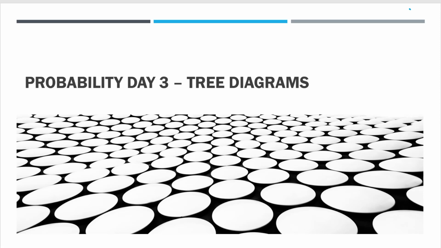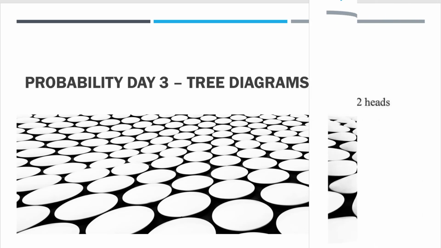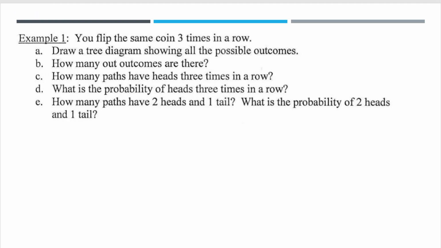Probability Day 3. Today we're going to use tree diagrams to help organize our thoughts and our events in order to calculate probability. We'll begin by reading the question and setting up the tree diagram. So in example 1, it says you flip the same coin 3 times in a row. And we'll assume that a coin is a coin that we're familiar with that has a heads or a tails.